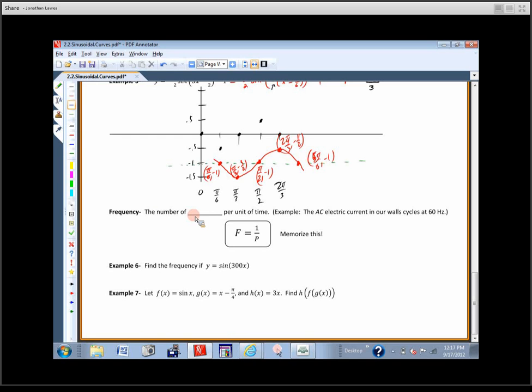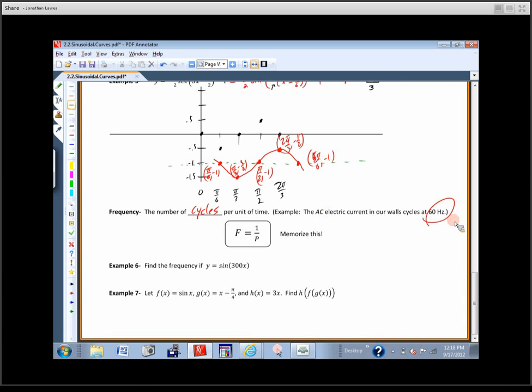Okay. So frequency is the number of cycles per unit of time. For example, don't recommend this, but if you were to stick your finger in one of these outlets, it's AC. It's alternating current. It alternates. It changes polarity 60 times every second. Okay? So how many times does it change per second? 60.